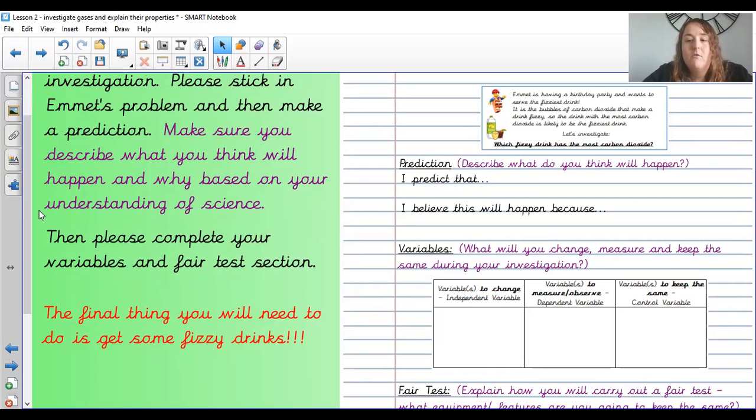Then your variables. So to measure or observe, so your dependent variable. What are you going to be measuring? And just like in the video, we'll measure the weight of the gas before and the weight of the gas after you've shaken it. And we'll know that because we're measuring the liquid.